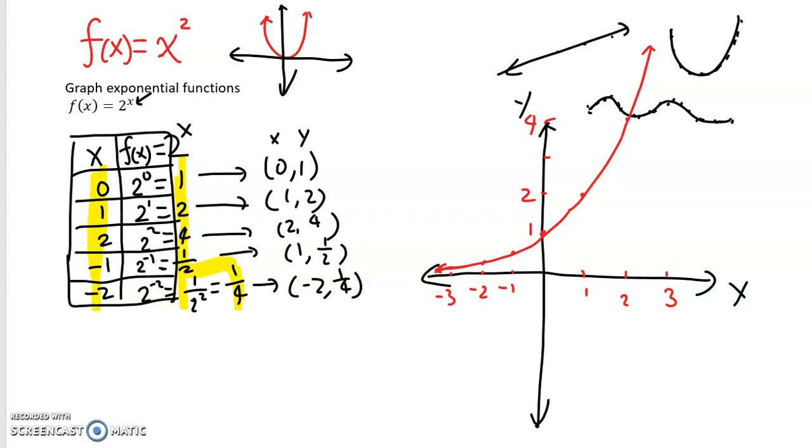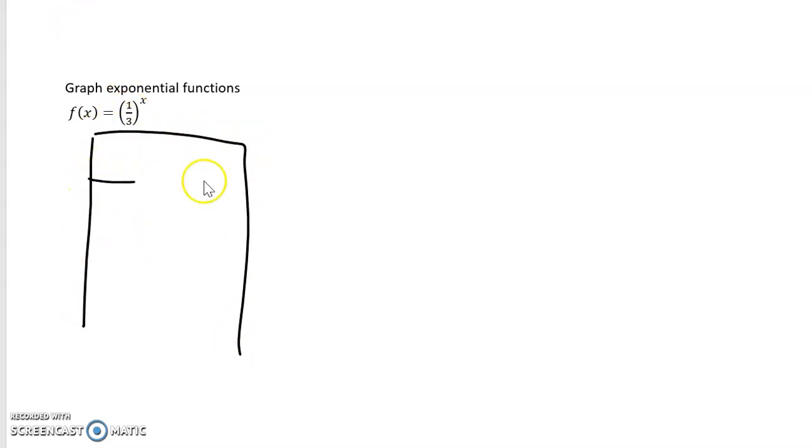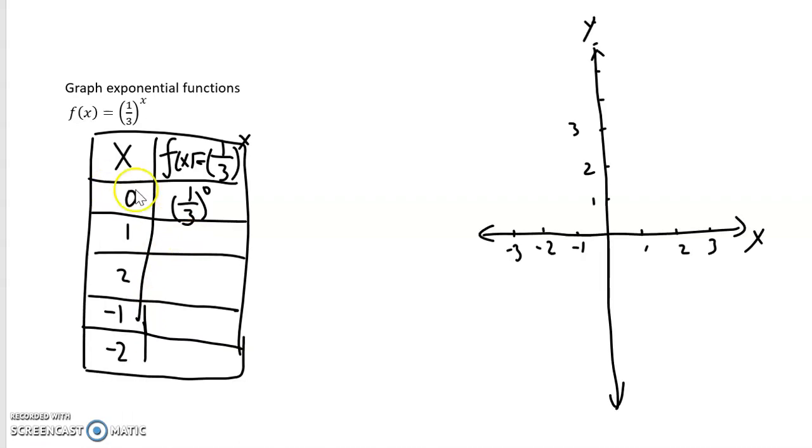Now, let's look at another example. What if the base is a number between 0 and 1? Make the chart the same way like I did before, and pick 0, 1, 2, negative 1, negative 2. And I'm going to replace x with those x values that I picked. After I simplify all of these: any number raised to 0 is 1, and 1/3 raised to the first is 1/3. 1/3 squared is 1/9. But 1/3 to negative 1 means reciprocal, which will give us 3, and the other one will give us 9.